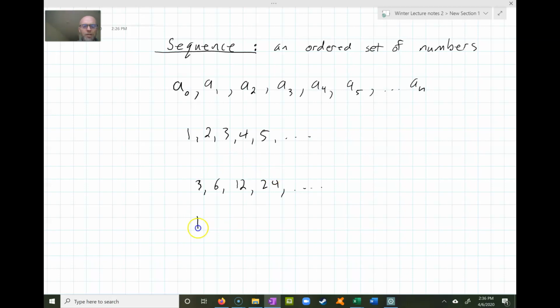Let me give you one more. This is kind of a funky one. This one actually has a name. It's so cool, maybe you've seen it before. It's a little bit harder to see the pattern. This is called the Fibonacci sequence.